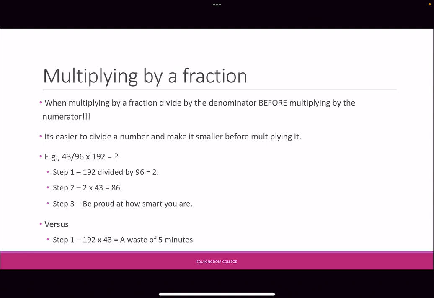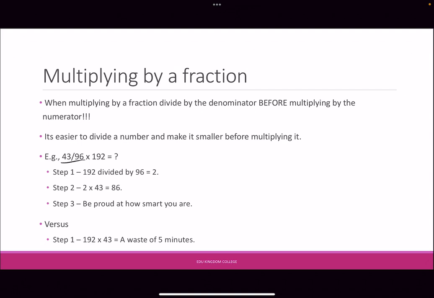Now, the next 2 slides are something we've looked at before. The first is multiplying by fractions. What you want to do when multiplying by fractions is divide by the denominator first and then multiply by the numerator. Otherwise, if you multiply first, which a lot of people try to do, you're going to get a really big number that's hard to divide. Whereas if you divide first, you get a small number and it's easier to multiply after that.